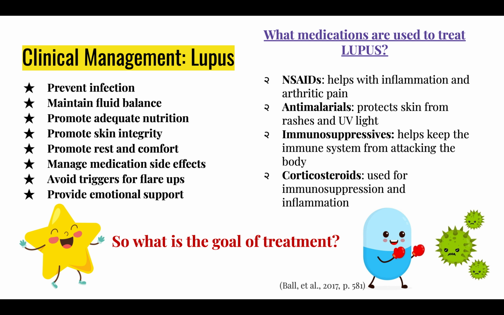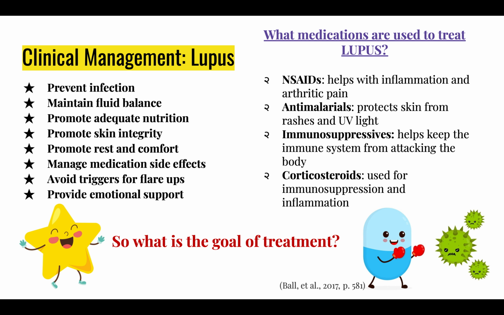Managing med side effects is important because NSAIDs cause GI bleeds. Hydroxychloroquine may cause retinopathy, causing blindness, and this will lead to the child having an eye exam every 6 months. And we will avoid triggers for flare-ups, and that's avoiding sun, wearing protective clothing outside, etc. And we will provide emotional support, and we do that by giving children referrals to counselors and support groups because their bodies may change dramatically with the development of lupus, by their hair falling out, weight gain, things like that.